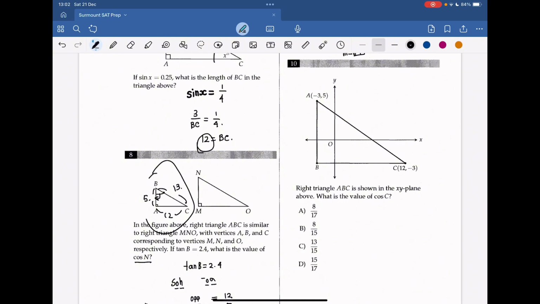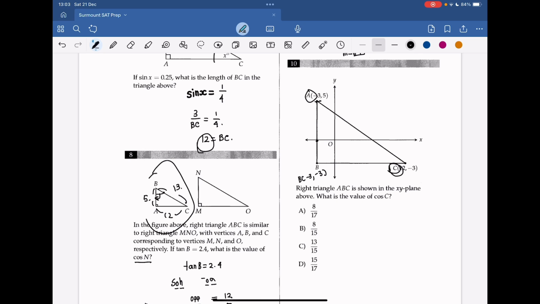And here, if we look at B, we're not given the coordinate of B, but we can guess where it is. Because here we can see that A has a negative 3 as x value. So we know that B's x value is also negative 3, because they have the same location in terms of x. So B seems to be negative 3, comma, negative 3, which is our y value for point C.